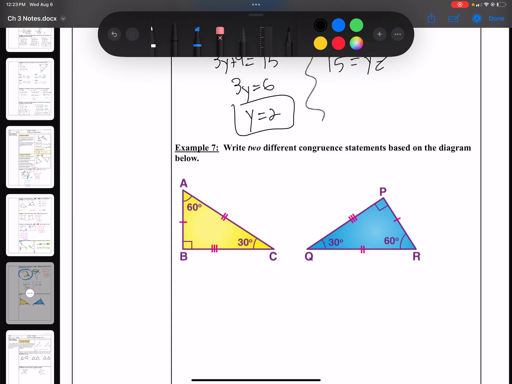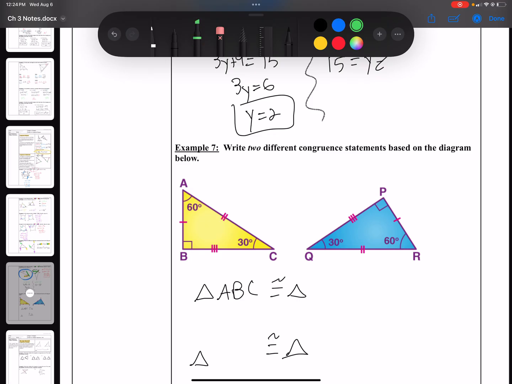Okay, we need to write two different congruent statements. So I need to say some triangle is congruent to some triangle in two different ways. Let's start off with the triangle on the left. We can name it any way we want. You could name it ABC. You don't have to. How you name the first one doesn't matter. Naming the second one, the order now matters.